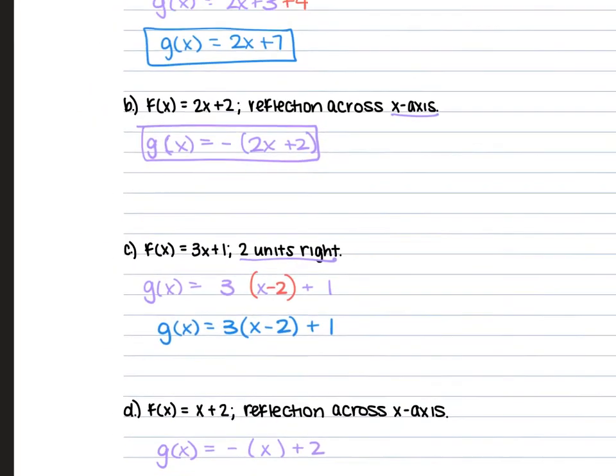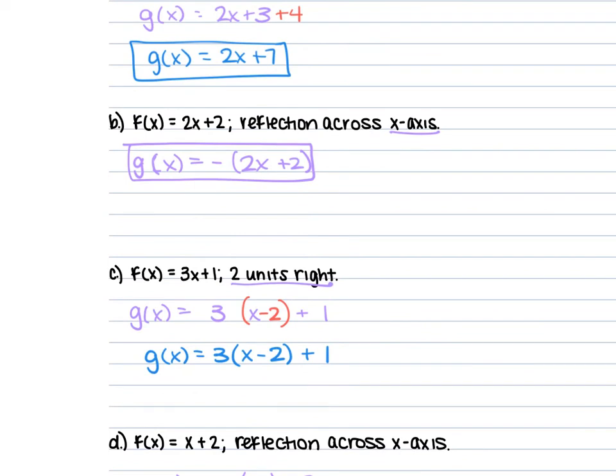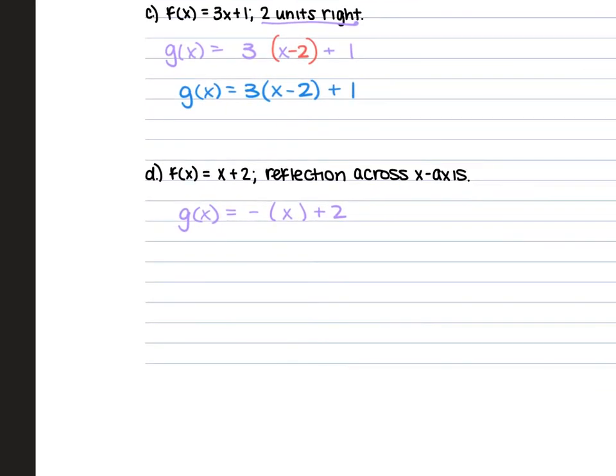So if we look back at this example B, we are actually going to get rid of these parentheses because we don't necessarily need them. So we can just have a negative 2x plus 2, because that plus 2 still represents that it's going up 2 units. So we're good. If you put it underneath the parentheses with that one, it would mean that it was going left 2, and that's not what we want.